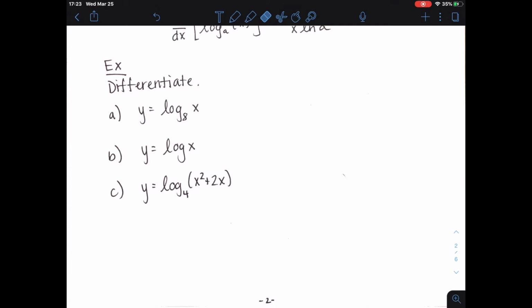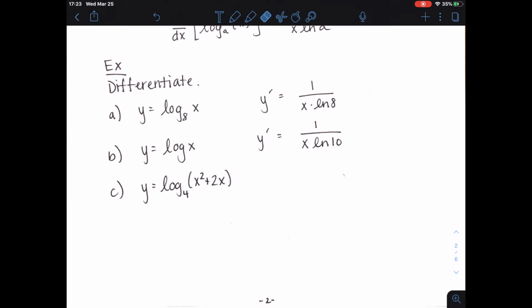We've got 1 over log base 8 of x. So you still get 1 over the inside function, but now you have to multiply by the natural log of the base. If you have just log of x, you still get 1 over x, but it's not natural log. If there's no number there, it tells you it's base 10. So it's 1 over natural log of 10.